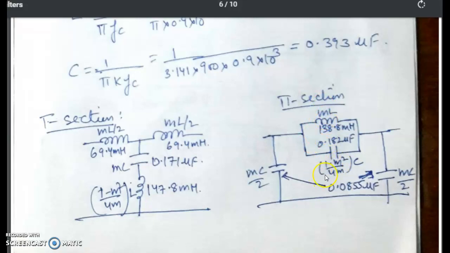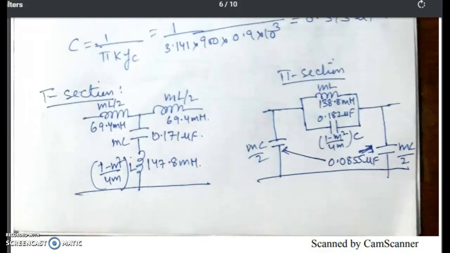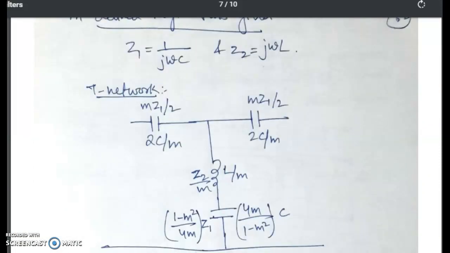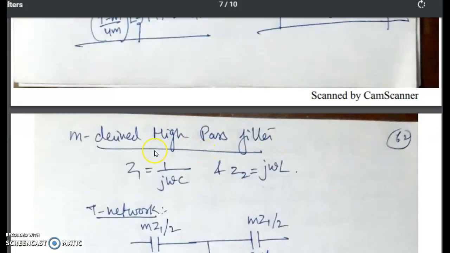This capacitance is equal to (1 minus m square) upon 4m into C. Capacitance value is equal to mC upon 2. In the same way, we can do the analysis of the high pass filter. So in the case of the m-derived high pass filter, the series element is the capacitor. So impedance Z1 will be equal to 1 upon j omega C, and Z2 is equal to j omega L.